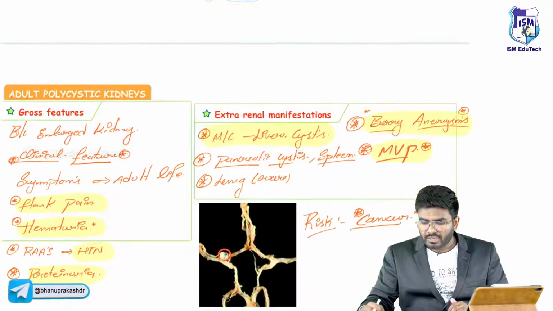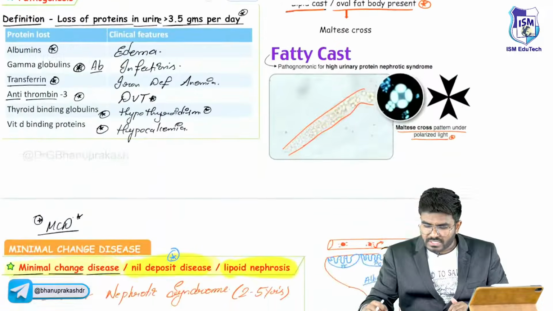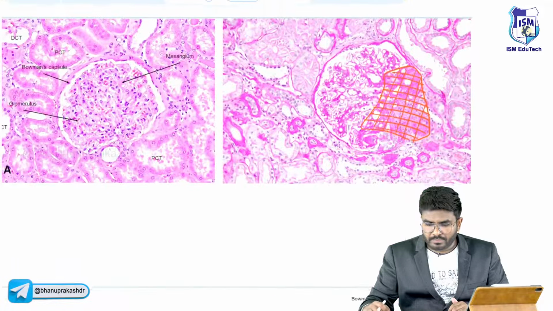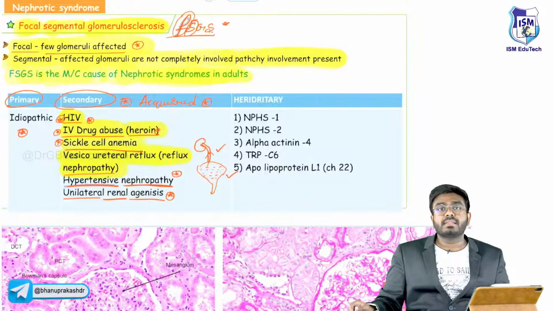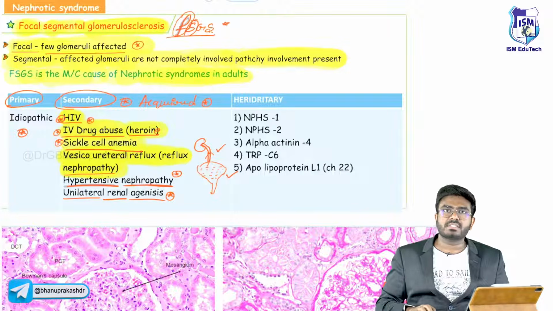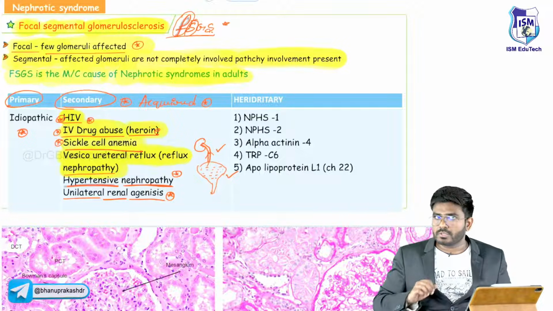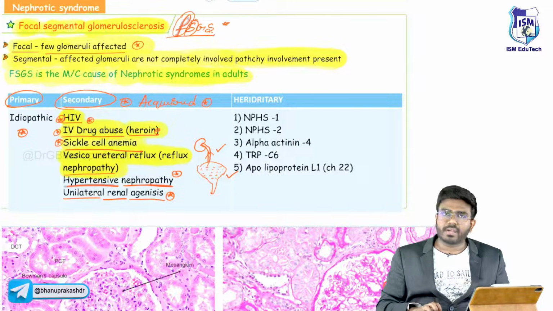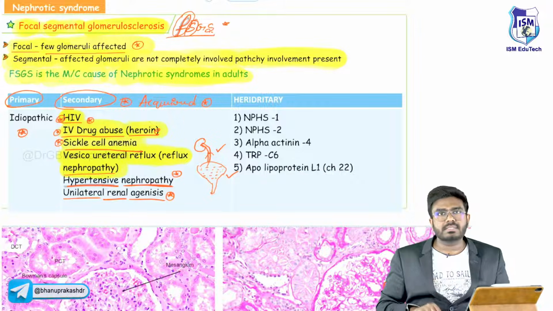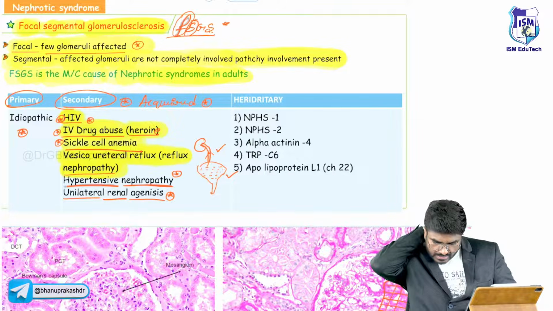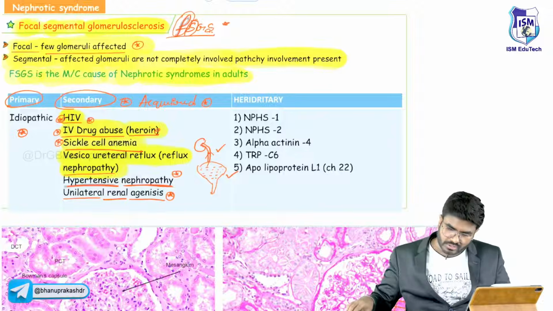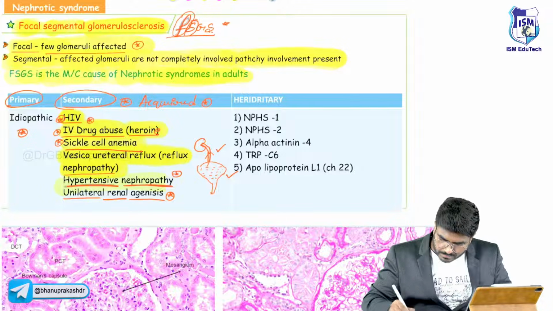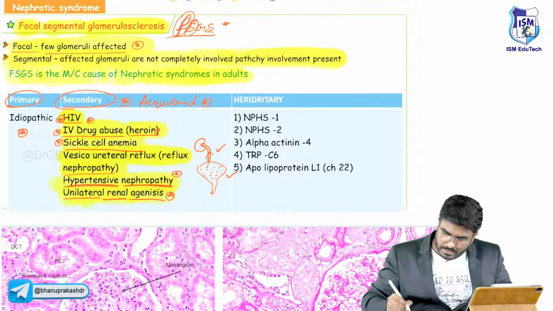Now tell me, what are the causes of focal segmental glomerular sclerosis? The primary cause is idiopathic, we don't know. There are secondary, acquired causes like HIV, IV drug abuse, vesico-ureteral reflux, hypertension nephropathy, sickle cell anemia, and unilateral renal agenesis. These are some important causes which I want you to know.